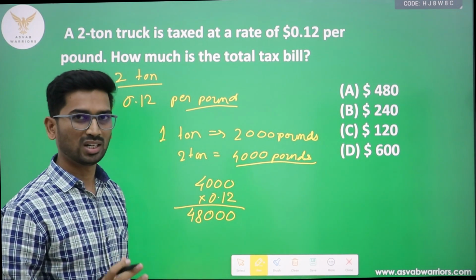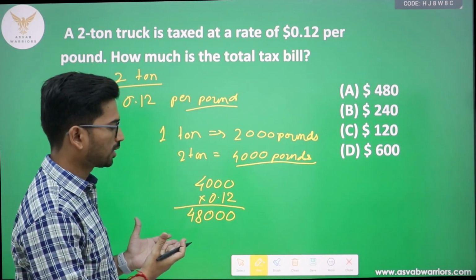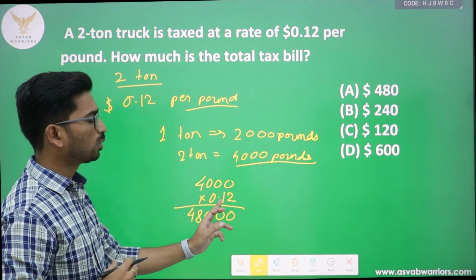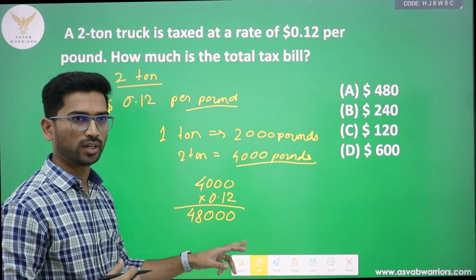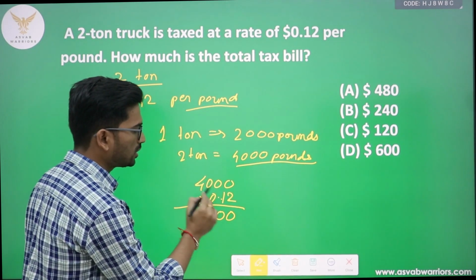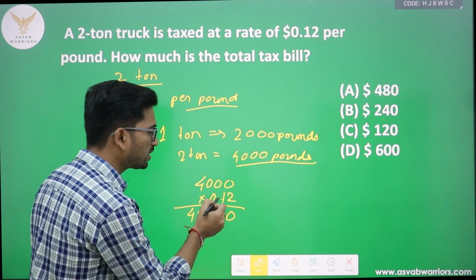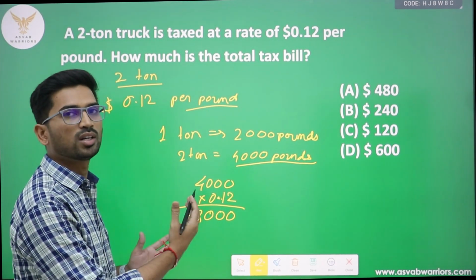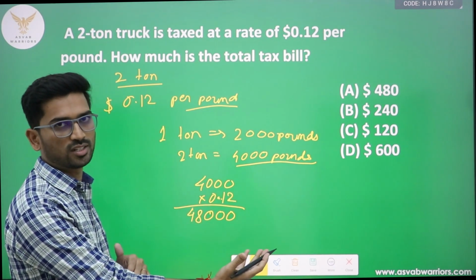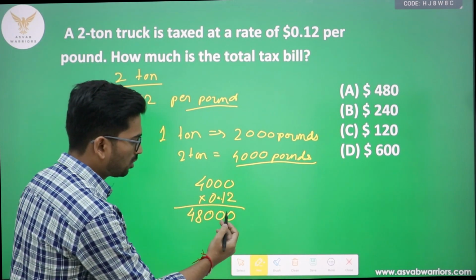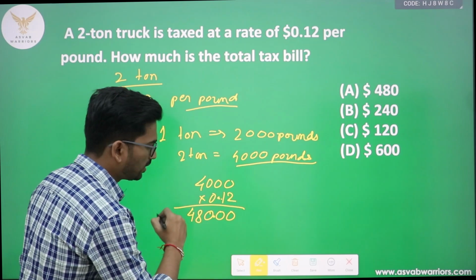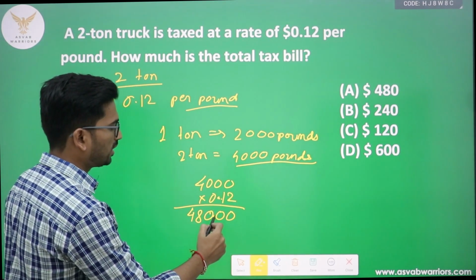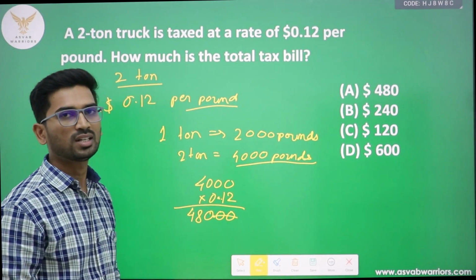How to do the multiplication when the decimal are concerned? We just need to calculate the digits after the decimal point. In this case, which are 1, 2. There are 2 digits after the decimal point. So we'll give the decimal point after 2 digits from the right hand side. 1, 2. The decimal point will come here. There is no value of these 2 zeros after the decimal point.